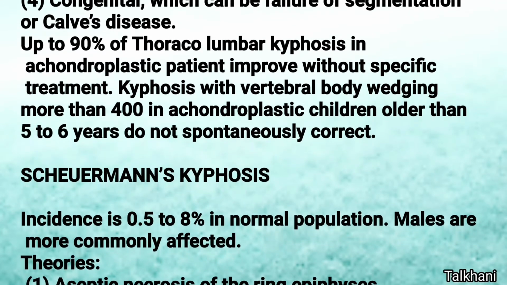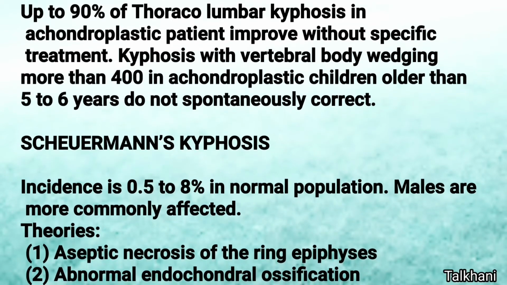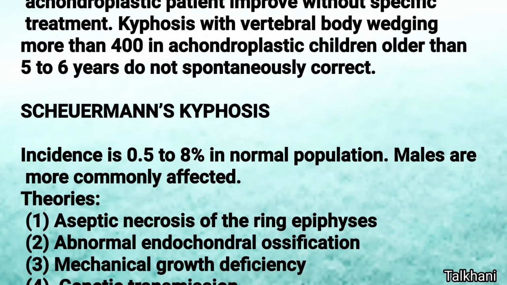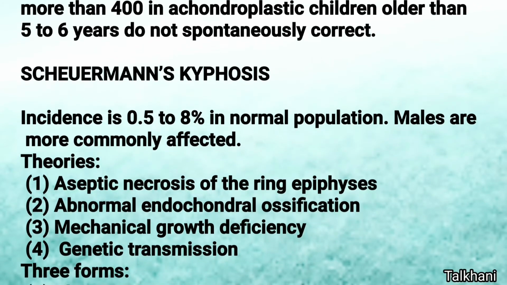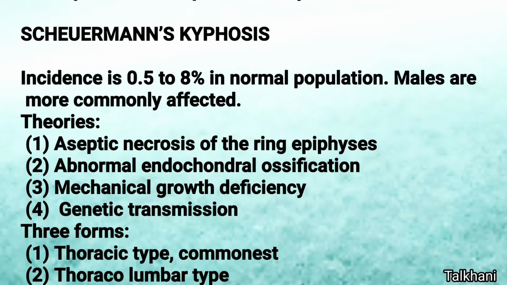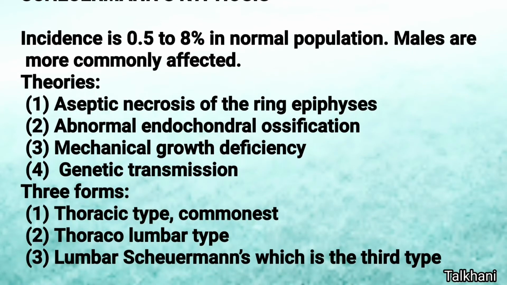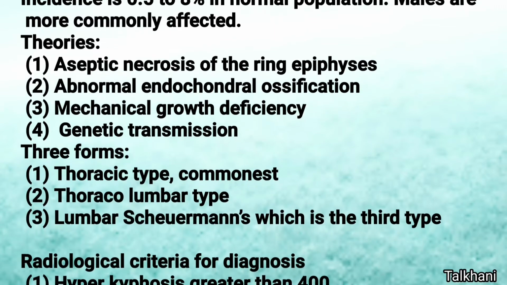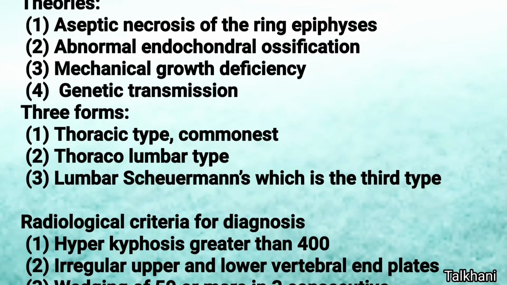Scheuermann's kyphosis incidence is 0.5 to 8% in normal population. Males more commonly affected. Etiology is unknown. Possible theories behind Scheuermann's kyphosis are: 1, aseptic necrosis of the ring epiphysis; 2, abnormal endochondral ossification; 3, mechanical growth deficiency; and 4, genetic transmission. 3 forms are seen. 1, the commonest is thoracic Scheuermann's. 2, less common is thoracolumbar Scheuermann's. And 3, the least common is lumbar Scheuermann's.